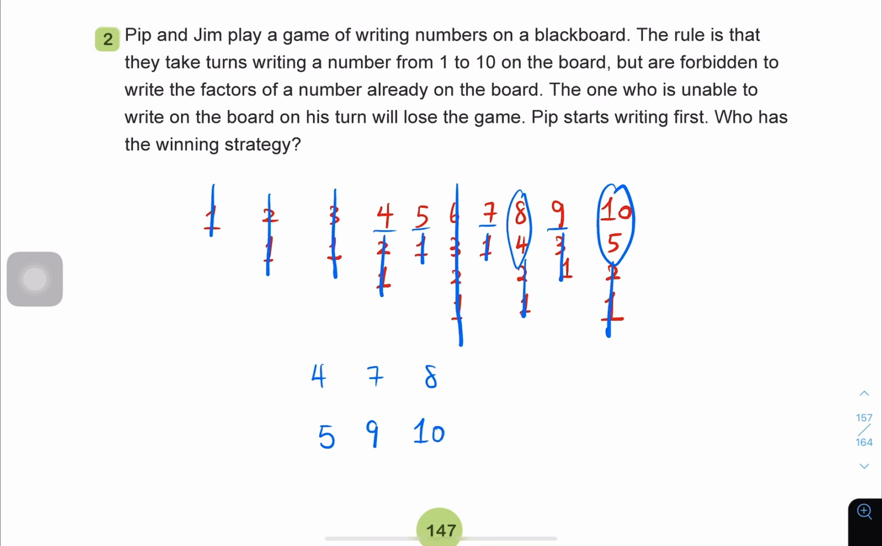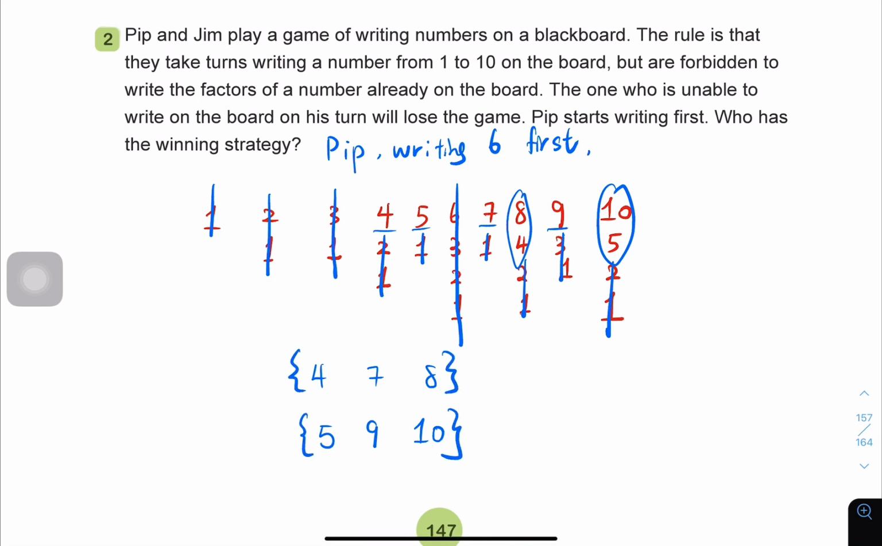Okay, so that's how Pip can win this game. So Pip has the winning strategy by writing 6 first, and then constructing the symmetry as below. So these two groups are in symmetry. All right, pretty abstract question. If you're not understanding it, that's totally fine. So that's going to be the last question for this lesson.